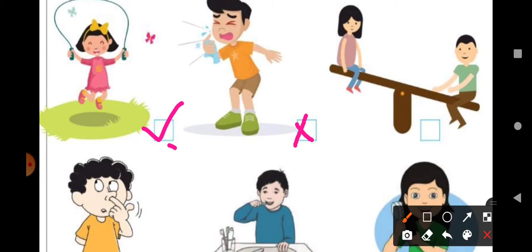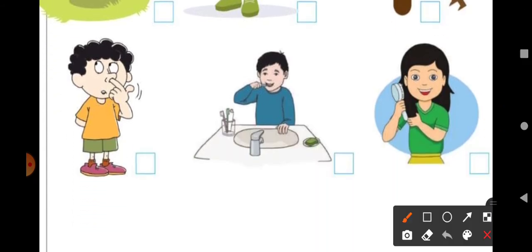So another thing is they are playing on a seesaw. It is a healthy habit. Next one is, see a boy, he is putting his finger inside his nose, which is very, very bad because your nose is having germs, bacteria, okay. It is not healthy to keep your finger inside your nose, okay. So it is not healthy.